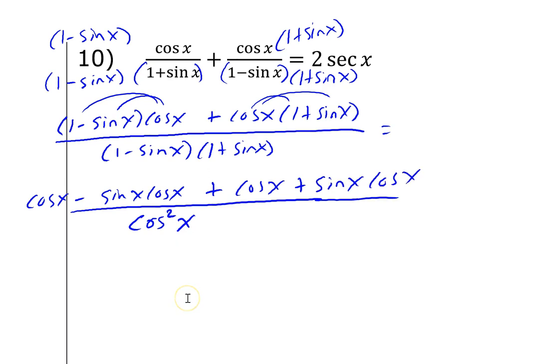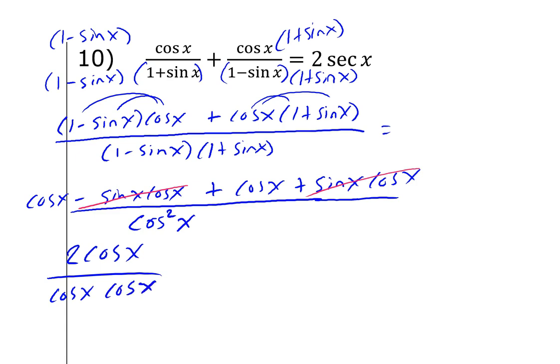Alright, so here's something interesting. I have minus sine x cosine x, and I have plus sine x cosine x. Those are opposites. So if I combine those like terms, they just cancel each other out. Alright, one's positive, one's negative, they're gone. That leaves me with cosine x plus cosine x. So that is going to be 2 cosine x. So now in the numerator, I have 2 cosine x over cosine squared x.